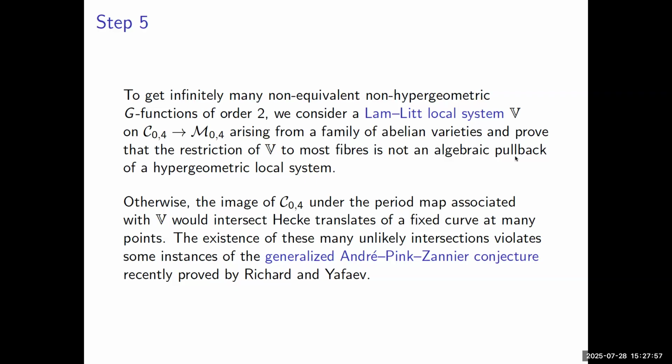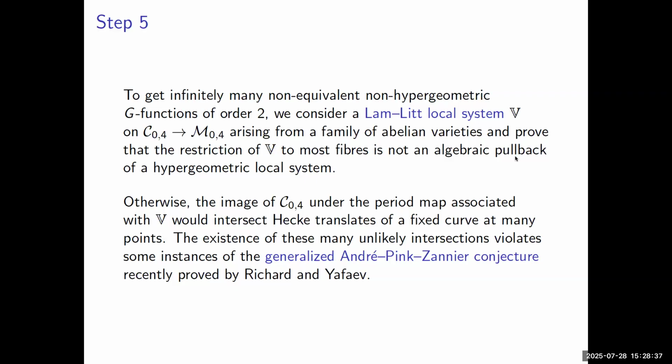So you can, for example, pick a root of unity of some order, consider the totally real subfield of the cyclotomic field, and then get a local system where all restrictions to fibers have this field as a trace field. The construction is very beautiful. It's given by middle convolution with some factor coming from an elliptic curve. And what we prove is that most fibers of this local system, in particular infinitely many fibers, are not algebraic pullbacks of hypergeometric local systems.